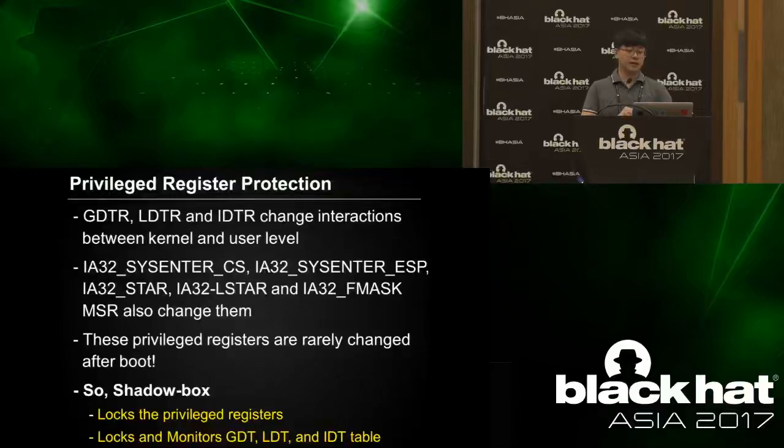Static and dynamic kernel object protections are important. However, for ensuring operating system integrity, interactions between kernel and user privilege should also be protected. x86 processor has many privilege-related registers and system tables. Therefore, Shadowbox protects them using VT and memory lock technique. These are minor techniques, so if you want to learn more, please check our paper.